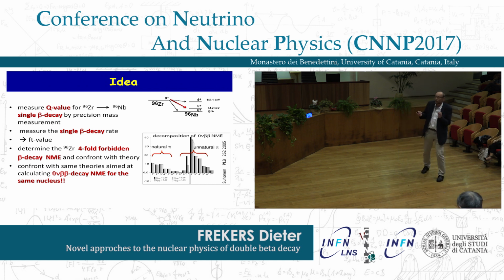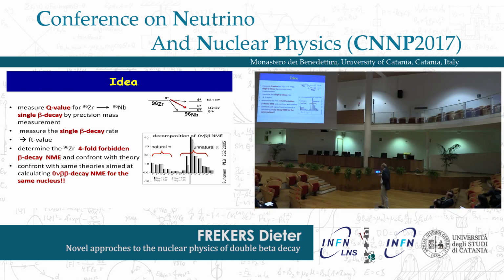So we want to measure first the Q value of this transition, okay, from here to there. And at the second stage, we want to measure the single beta decay. And then you get the FT value. With the FT value, you get the matrix element for single beta decay. It just so happens that the only single beta decay that is possible is the one from 0 plus to the 5 plus, and that's a unique single beta decay. So you have only one matrix element, okay? So theories cannot have an excuse.